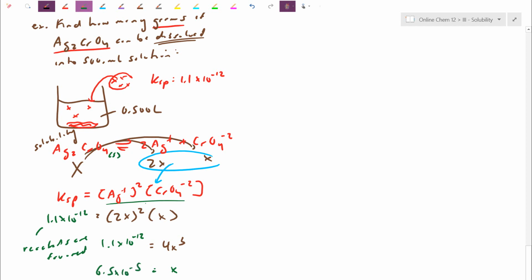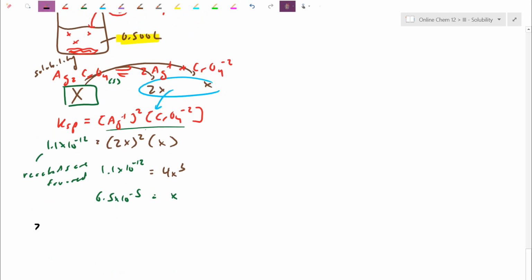Always when you do these questions and you solve for x, go back and reread the question. I've only found x. X is great. It's the solubility. It describes how much of this would dissolve. At this point, I have not used the volume yet, and I have not calculated over to grams. Again, there's that hint of grams. Maybe we need to use molar mass. So let's find out how many grams of this compound can actually dissolve.